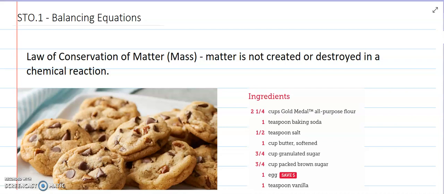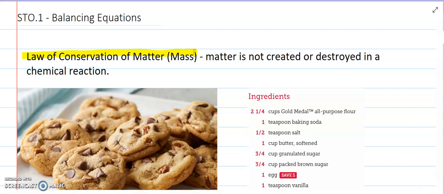Hello, today we're going to talk about balancing equations. Balancing equations is based off of the law of conservation of mass, sometimes referred to as the law of conservation of matter. The law of conservation of mass, or matter, says that matter is not created or destroyed in a chemical reaction.